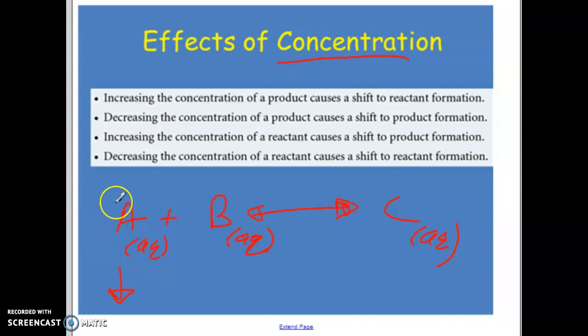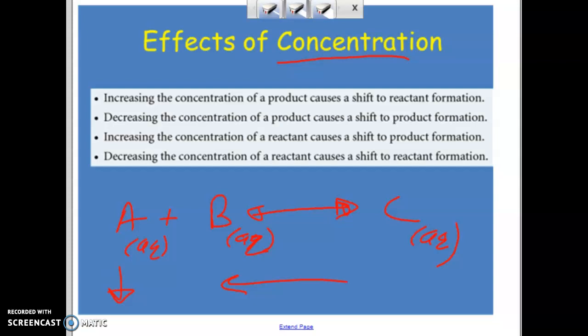So if we take away A, it will want to try and replenish what has been removed. So if the concentration of A goes down, C will actually be producing more A and B to try and bring that concentration of A back up once again. So we have a shift to the left. The exact same thing would happen if we were to decrease the concentration of B.